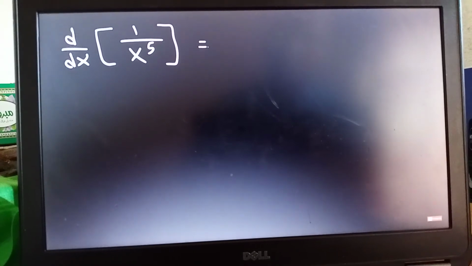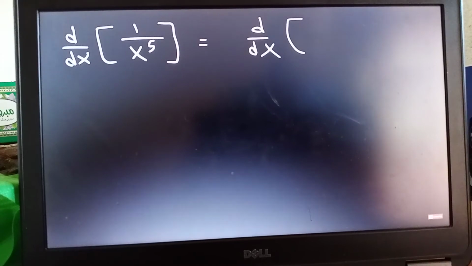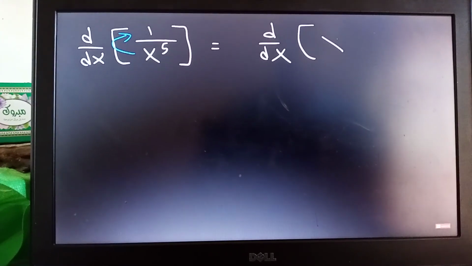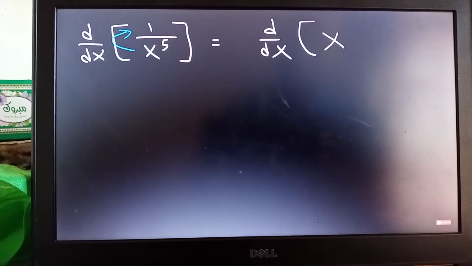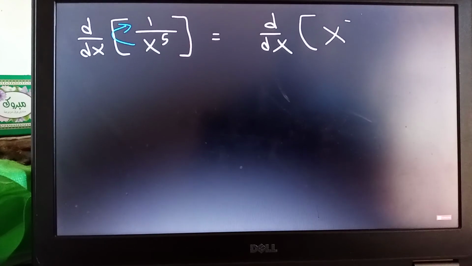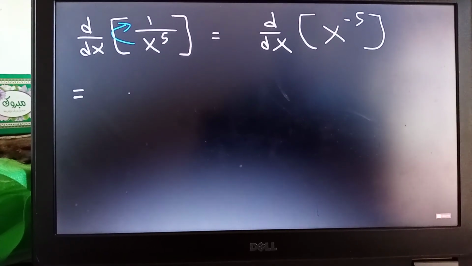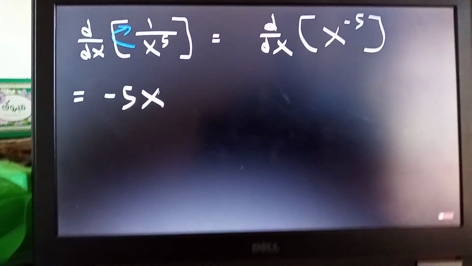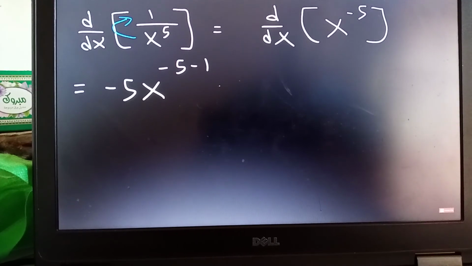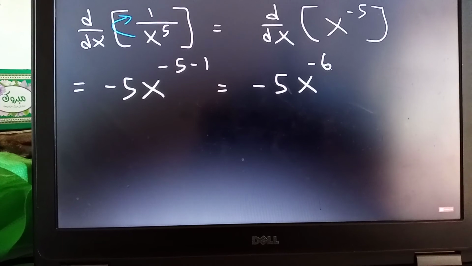So once again, we need to rewrite it before we could use the power rule. So what we're going to do is take the x variable and move it to the top. And as you do so, the exponent will change sign. It's going to flip from positive 5 to negative 5. So now we could use the power rule. n is negative 5. So it's going to be negative 5 times x raised to the negative 5 minus 1, which is negative 5x to the negative 6.